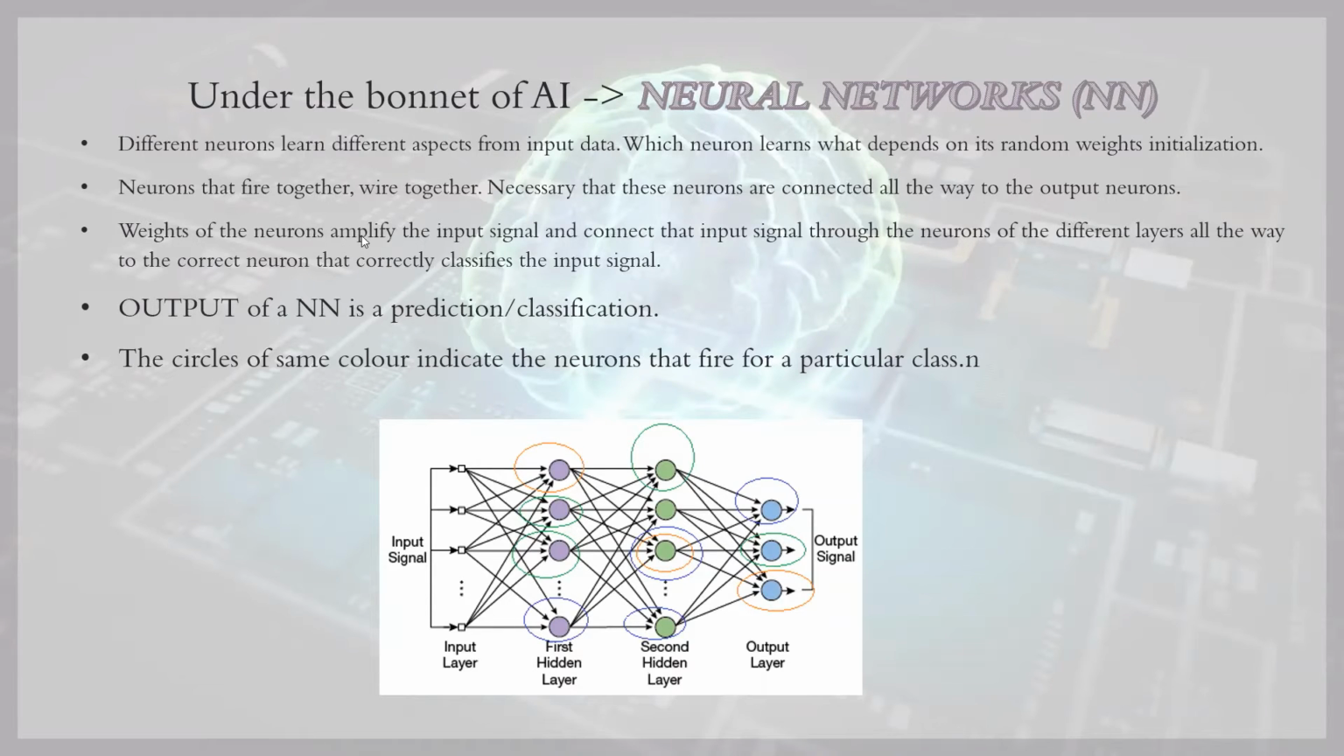So weights of the neurons amplify the input signal and connect the input signal through the neurons of the different layers all the way to the correct neuron that correctly classifies the input signal. That's what I was saying. The output of a neural network is a prediction or classification. So this is the output, and here is where we do the prediction. It's high risk, medium risk, or low risk, something like that. The circles of the same color indicate neurons that fire for a particular class.